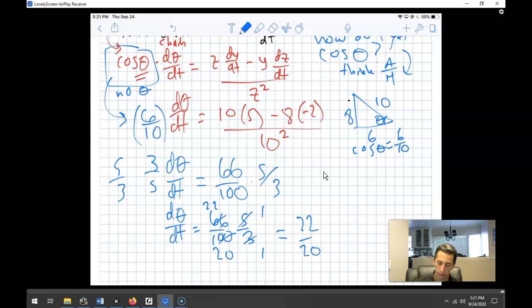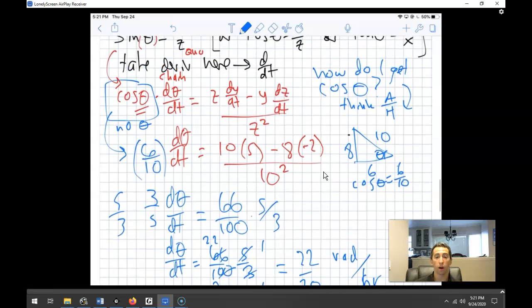And the units would be in terms of radians, radians per second. Sorry, per hour. It's radians per hour. Okay, so that's what's going on there. That's how you solve this problem.